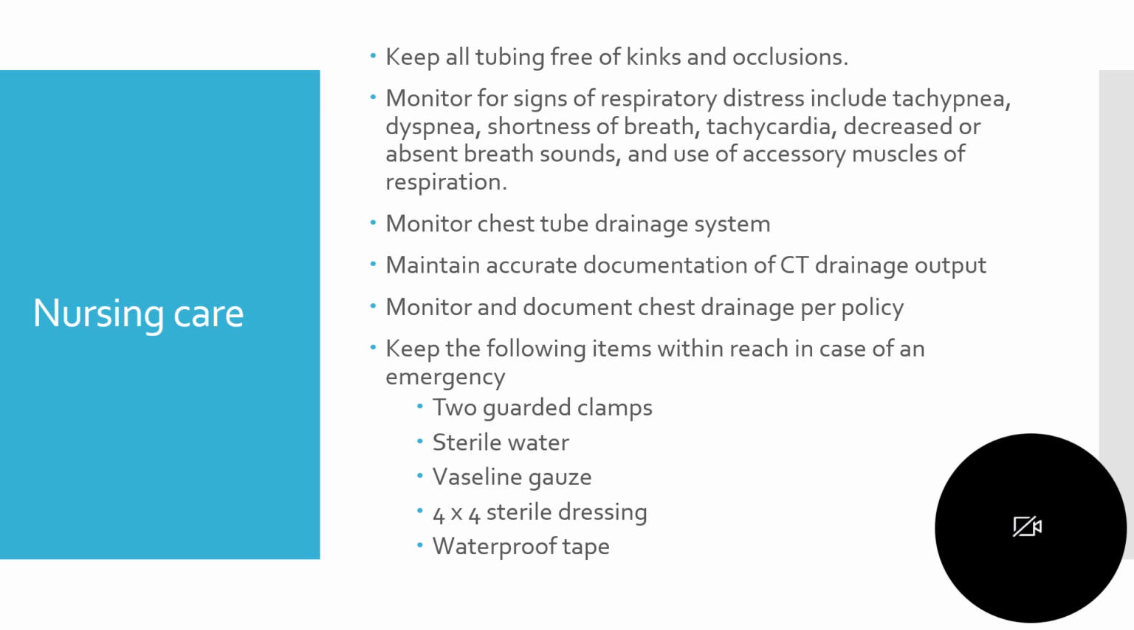A lot of times, drainage systems get knocked over, and there may be times where you have to start a new system altogether, not the chest tube, but the drainage system itself. And there's always documentation about the chest tube and the chest tube drainage. Check with your hospital's policy and procedure. In the event that the chest tube itself gets dislodged or pulled, there are some things you need to have in the room just in case: two guarded clamps, sterile water, Vaseline gauze, 4x4 sterile dressing, and waterproof tape.